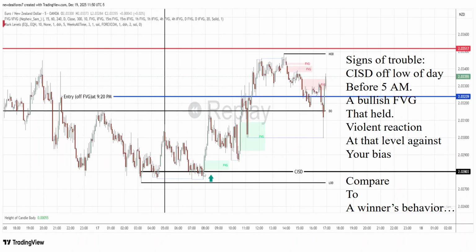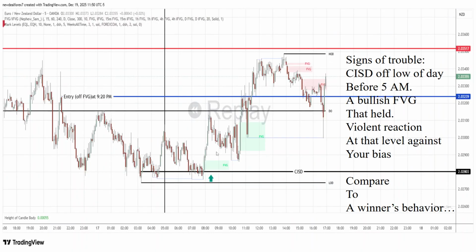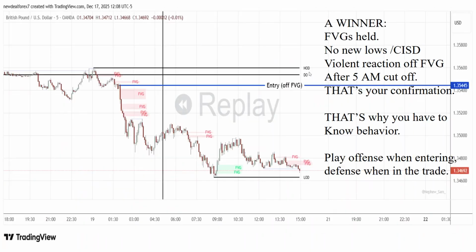If you see something like this after 5 a.m. where price is steadily moving against you, that's a red flag. Winners, after 5 a.m., or 8 a.m. at the latest, but I say typically 5. 8 is a rarity. But typically by 5, price should be steadily moving in your favor. Not doing this. If it's doing this, again, red flag.